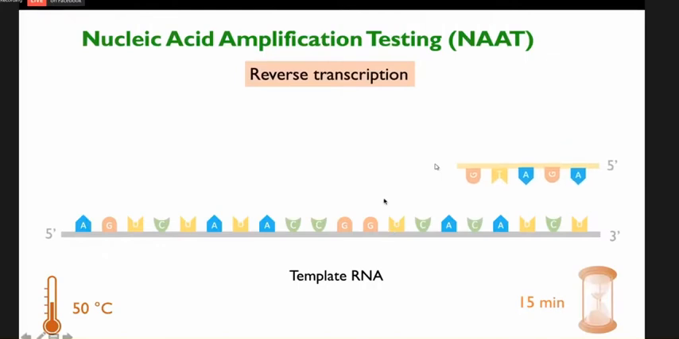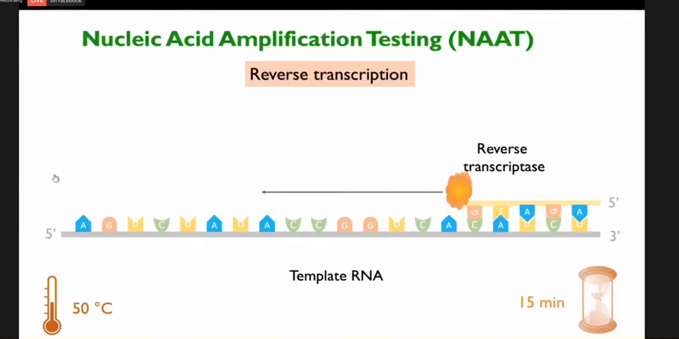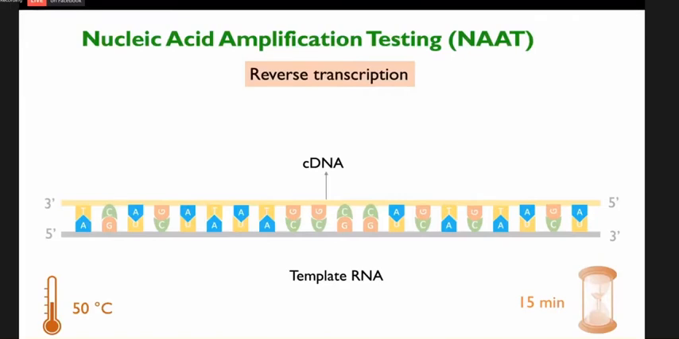The DNA primer will specifically bind to the RNA genome, and then the reverse transcriptase adds DNA nucleotides at the 3' end of the primer, synthesizing a new complementary strand of the viral RNA. Thus, the complementary DNA is synthesized, and the temperature and duration of this step depend on the primer, target RNA, and reverse transcriptase. But generally, for COVID-19, we use 50 degrees centigrade for 15 minutes for this process.